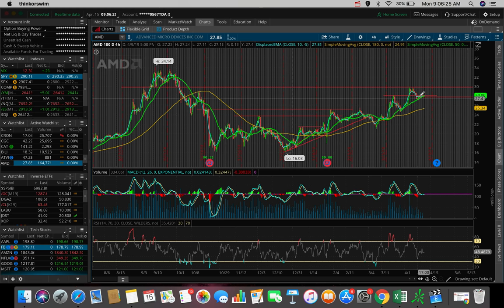So the gist of this is I want to see AMD above $28. I want to see it maintain that level and slowly start to trade in between this horizontal channel here from $28 up to about $30. So those are just a couple that I'm watching this morning.